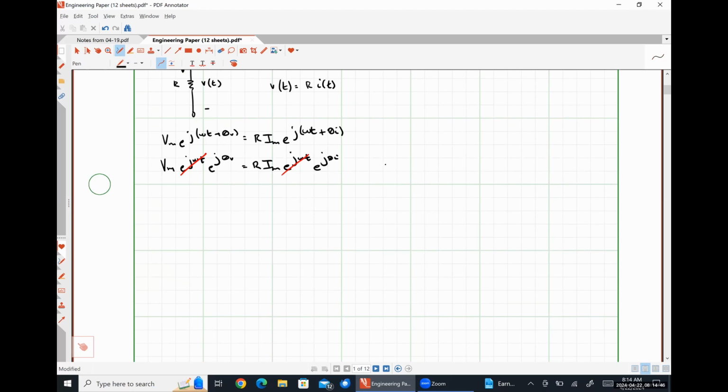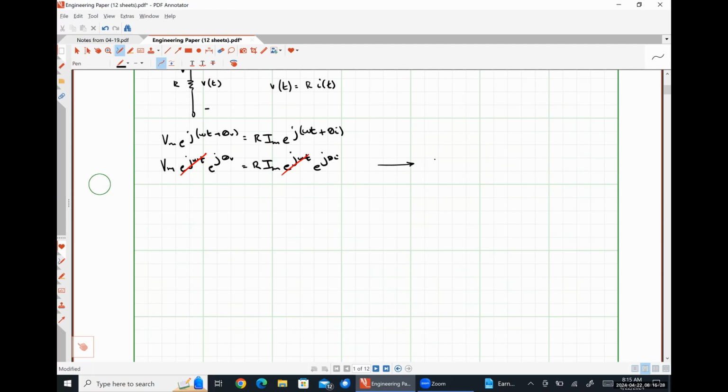So I want us to observe a couple of things from looking at this relationship. We're going to make observations like this for every one of our circuit elements, okay? So on the left-hand side, I have an exponential form complex number that has a magnitude of Vm and a phase angle of theta V. And on the right-hand side, I have another complex form exponential number that has a magnitude of R times Im and a phase angle of theta I. So if I have an exponential form complex number on both sides of the equal sign, it means the magnitude on the left has to equal the magnitude on the right, and the phase angle on the left has to equal the phase angle on the right.